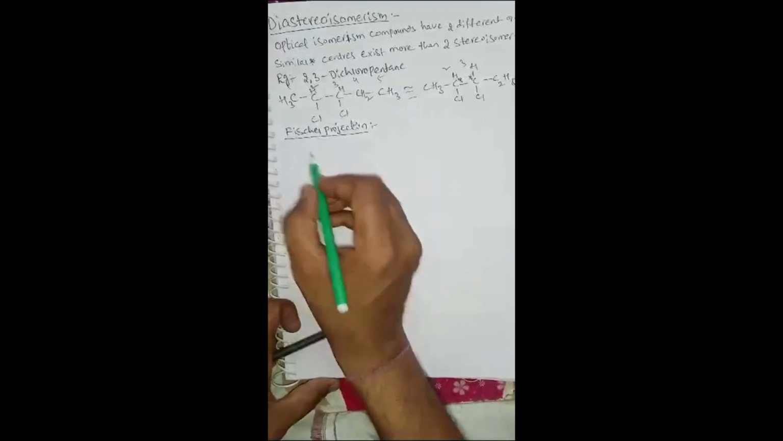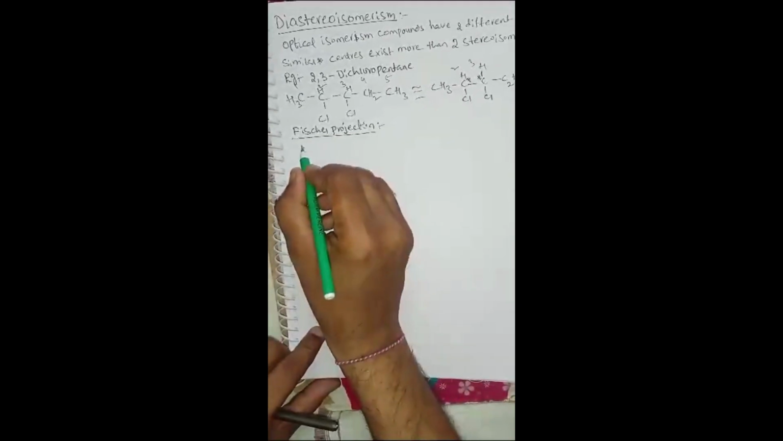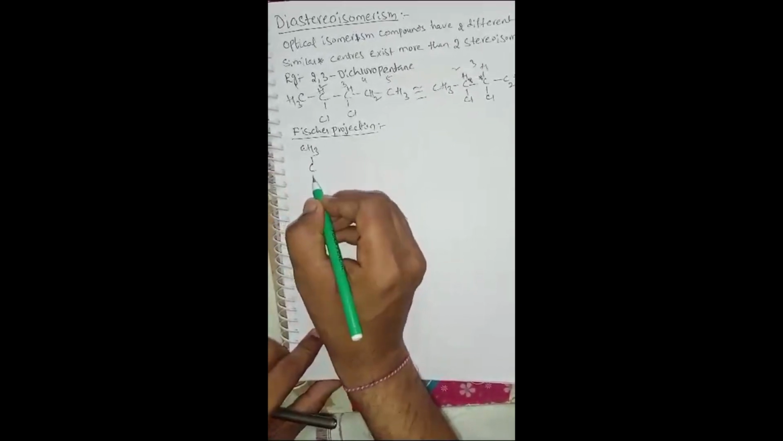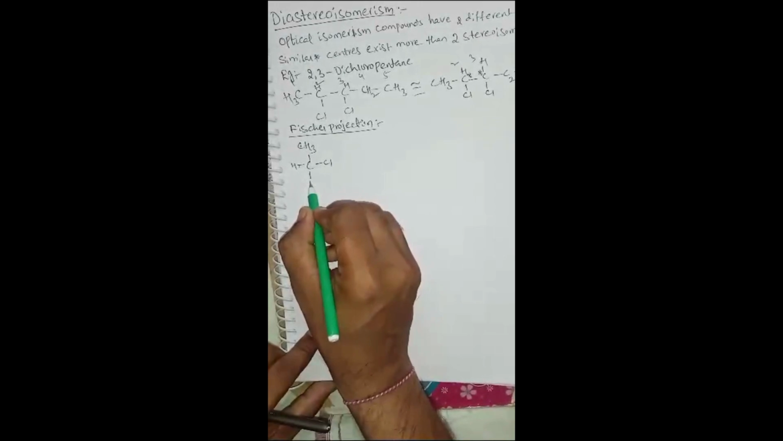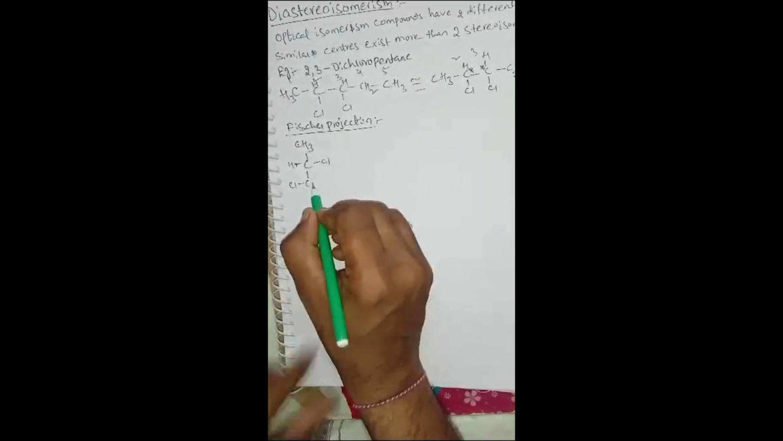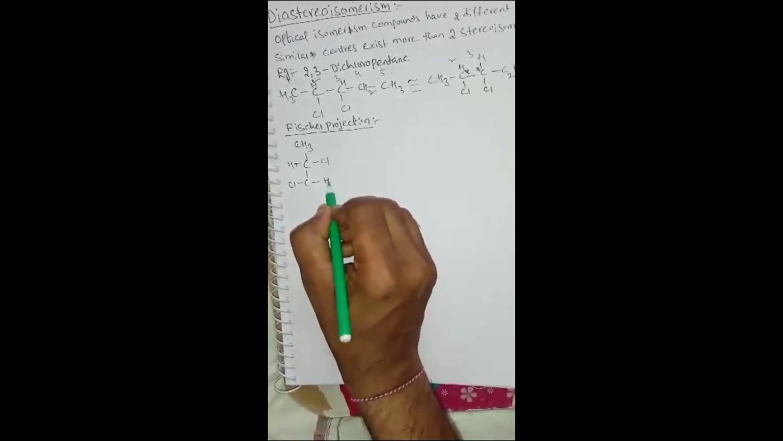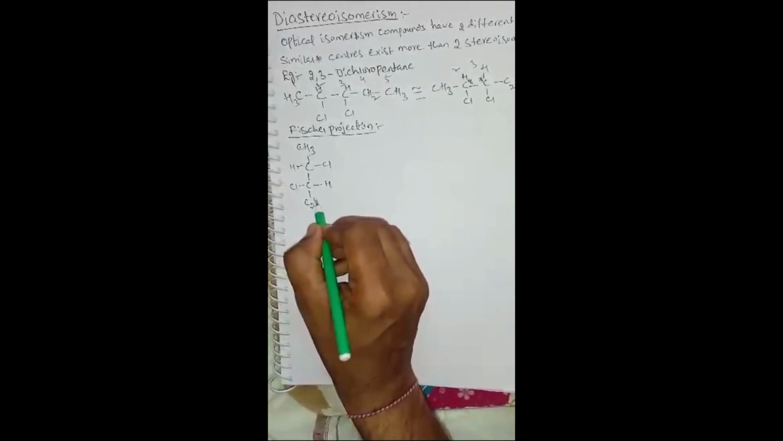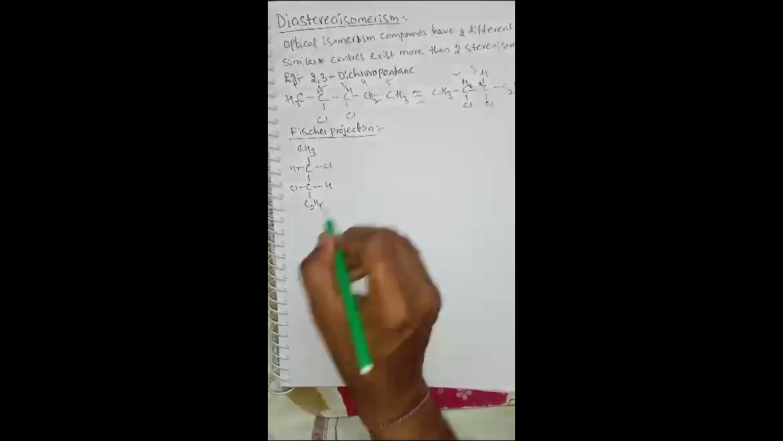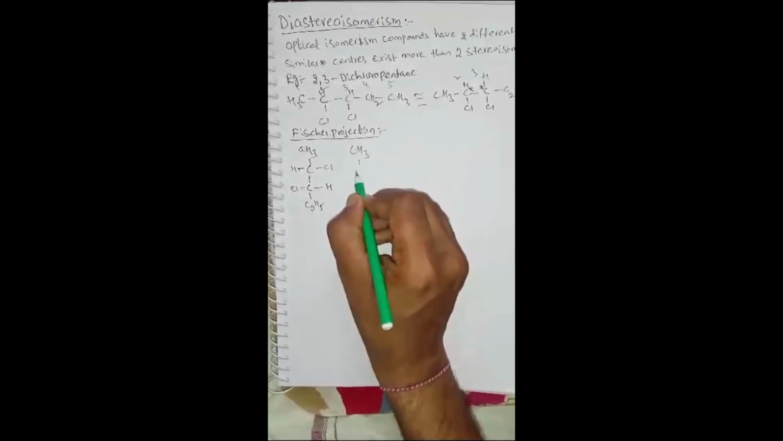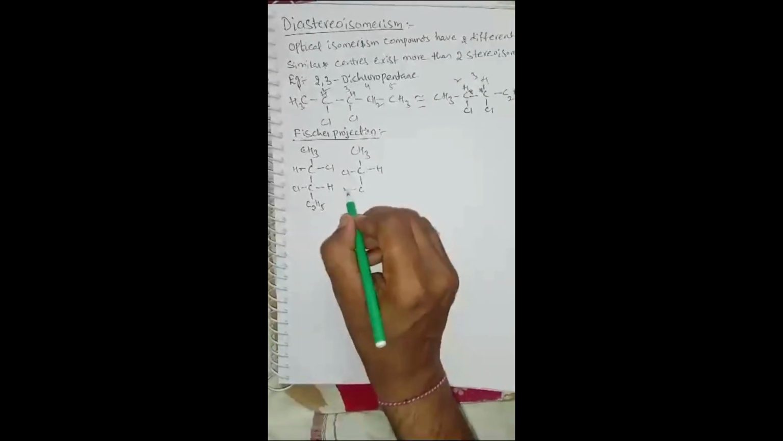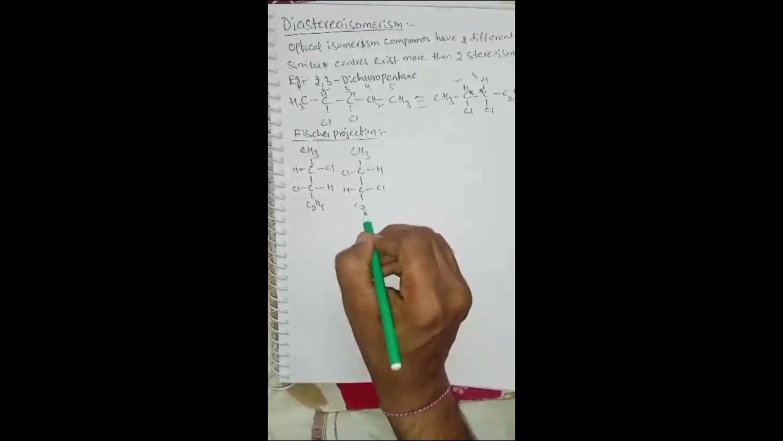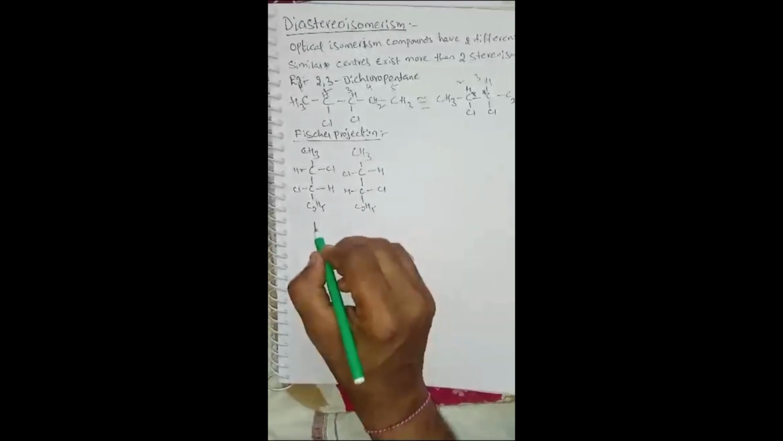So the Fischer projection can be written like this: CH3, then at the second carbon, hydrogen on the left side and chlorine on the right side. At the third carbon, chlorine on the left side and hydrogen on the right side. The last is C2H5. For this, the mirror image will be like this: chlorine left, hydrogen right at the second carbon, and at the third carbon, hydrogen left, chlorine right, then C2H5. So this is the first form.